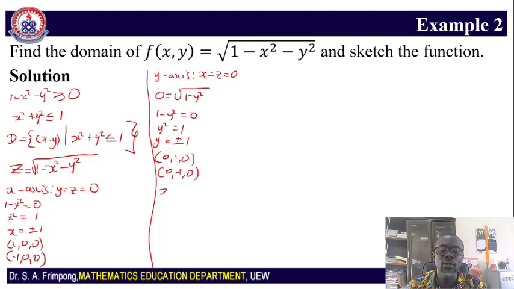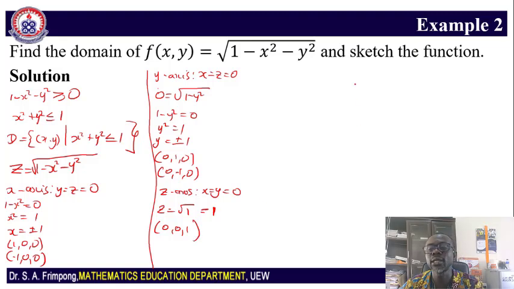Then the last one, on the z-axis, x and y are both equal to 0. So you're going to get z equal to the square root of 1. And for the square root of 1, we are looking at only the positive side because there's no plus or minus here, so it's only positive. So that will be 1. So you're going to have 0, 0, 1. So these are the points.